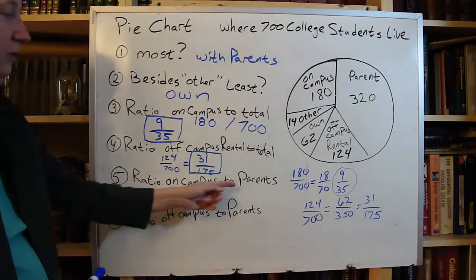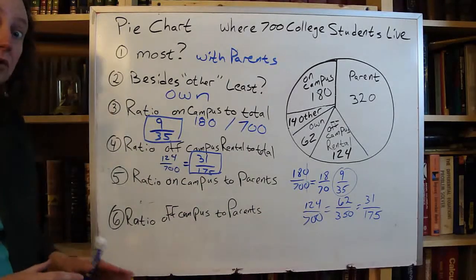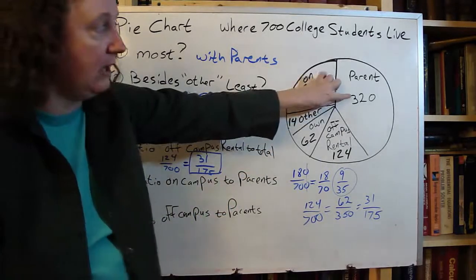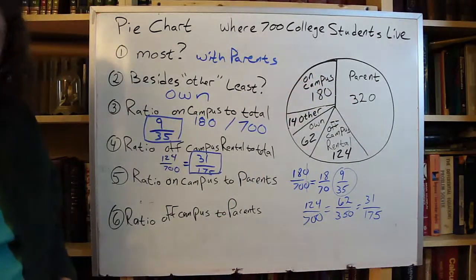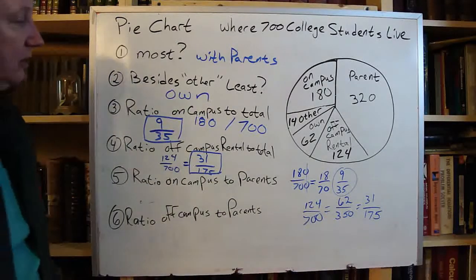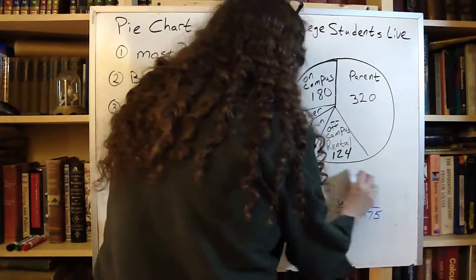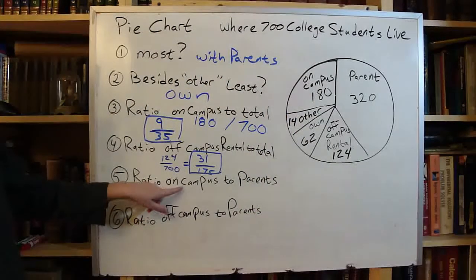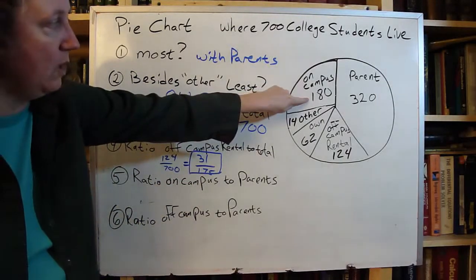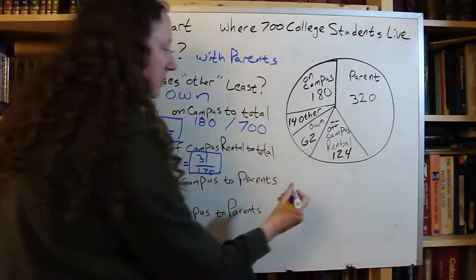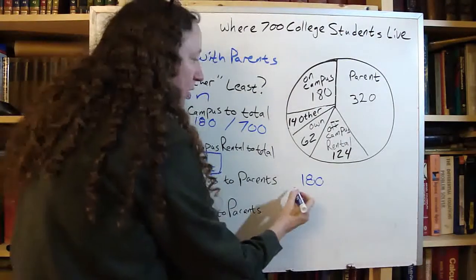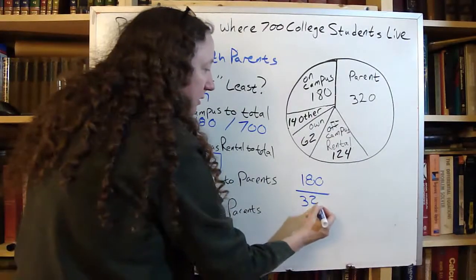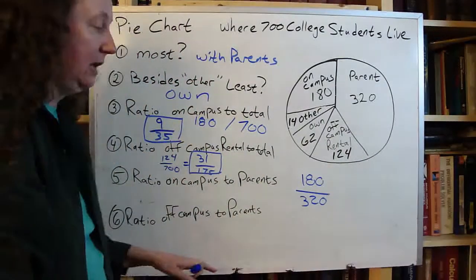Ratio of on-campus to parents. So now they're getting a little tricky on you. They're no longer saying total, now they're saying parents. So now I have to use that number for my bottom number. Let me make a little space here. So on campus, 180, to parents, 320. Reduce that.